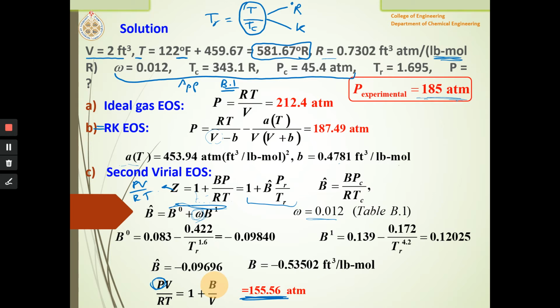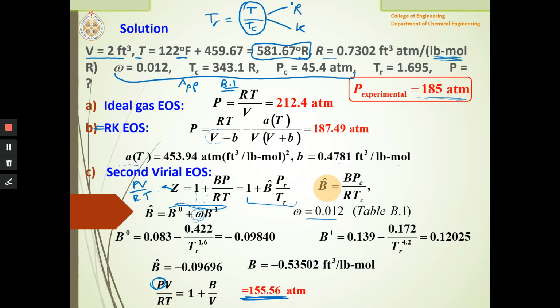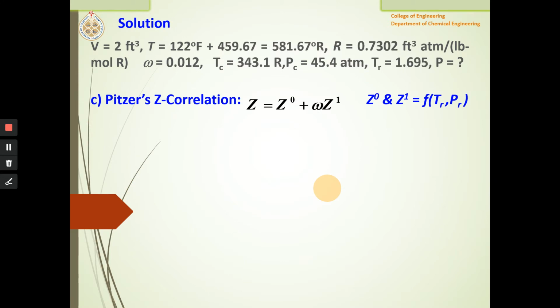So that is, as you can see, chapter 3, you just need to know which equation you have to use. The rest is just substitution. Then, last part here, I want to do Pitzer Z correlation. It is the correlation for the Z. And again, you are going to use the omega, but not for the second variable, not for the third variable, but for the Z. So Z is equal to Z naught plus omega Z1. And remember, to get Z naught and Z1, you have to go to what? To Lee and Kesler correlation.